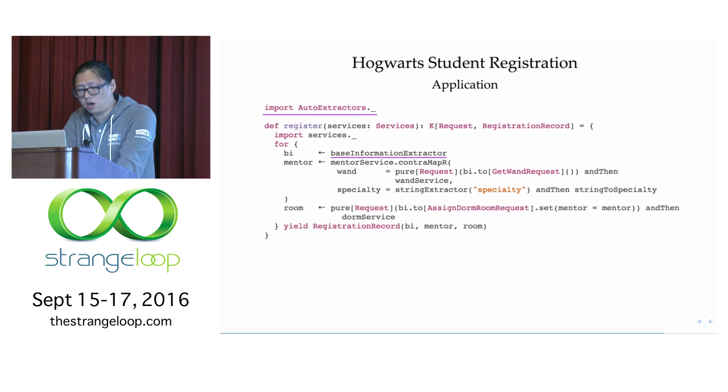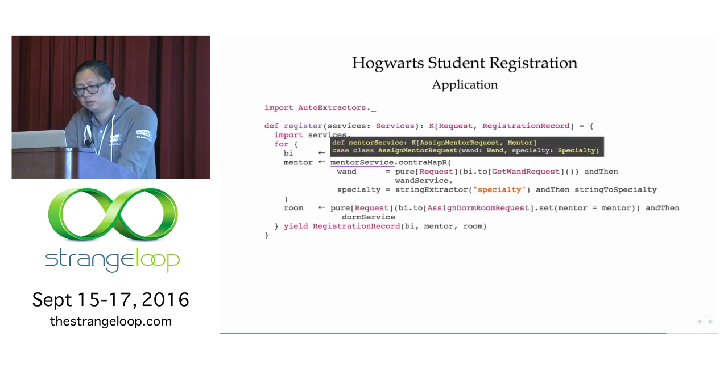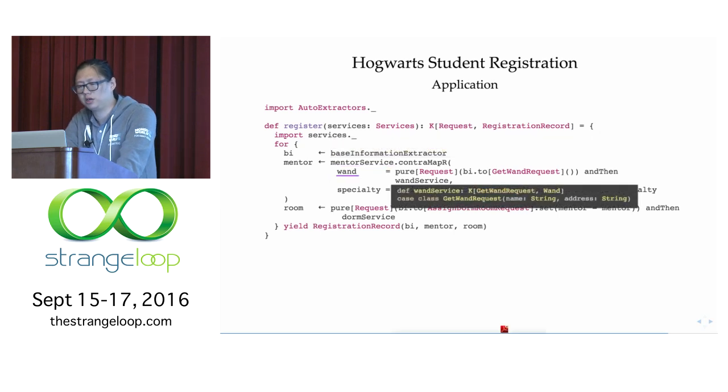So that's why it's from the auto extractors. And then we need to use the mentor service to get a mentor. The mentor service, as you can see above, requires a WAND and a specialty. So this is how we combine several functions into that mentor service function.